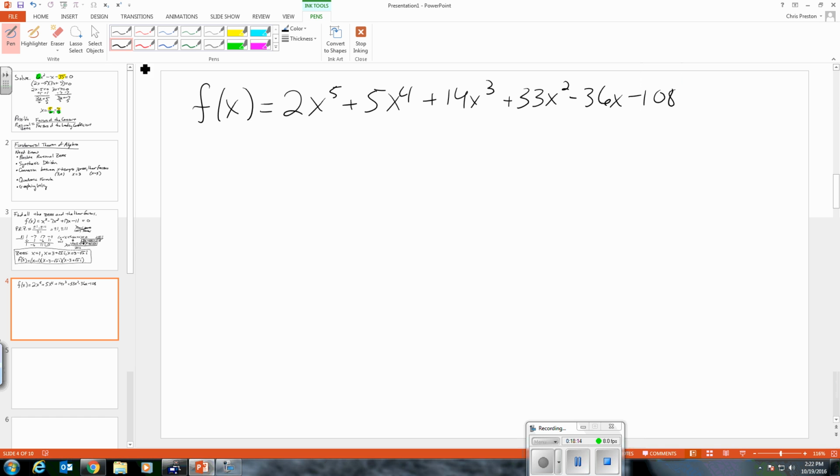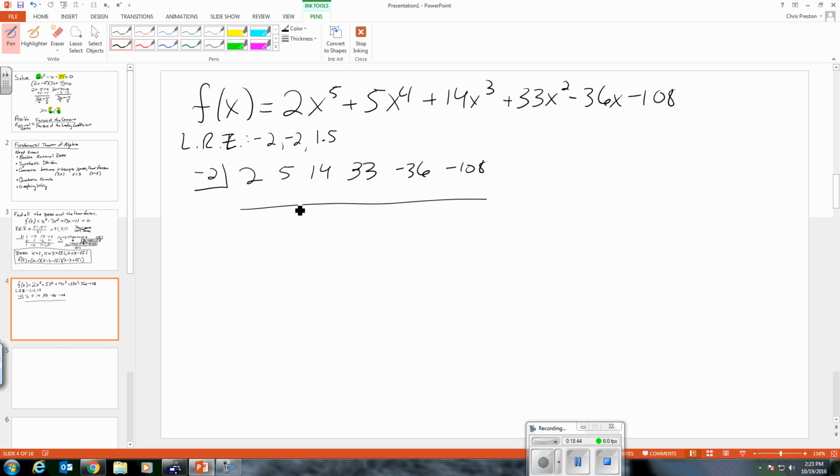So here I am. I'm going to say some likely rational zeros, based on the graph, are -2, and -2 again, and then 1.5, 3/2. And so what I can do here is start doing my synthetic division. And 2, 5, 14, 33, -36, and -108. And I'm just going to divide that like I normally would.